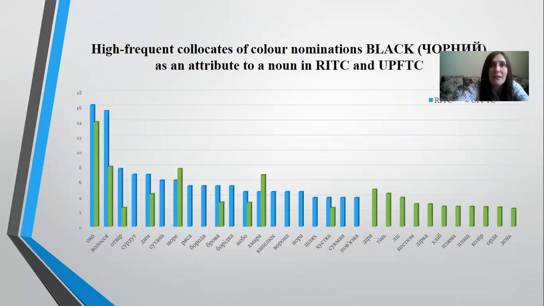The most frequent collocates of the color nomination ЧОРНИЙ in both corpora are око and волосся, but their frequencies are different, especially for the collocate волосся. The frequency of the collocation чорне волосся is twice as high in the Roman Ivanychuk text corpus as in the Ukrainian prose fiction text corpus. Collocates отвір, дим, брова, небо, хустка are much more frequent in the Roman Ivanychuk text corpus. Collocates like море, хмара are much less frequent in Ukrainian prose fiction.